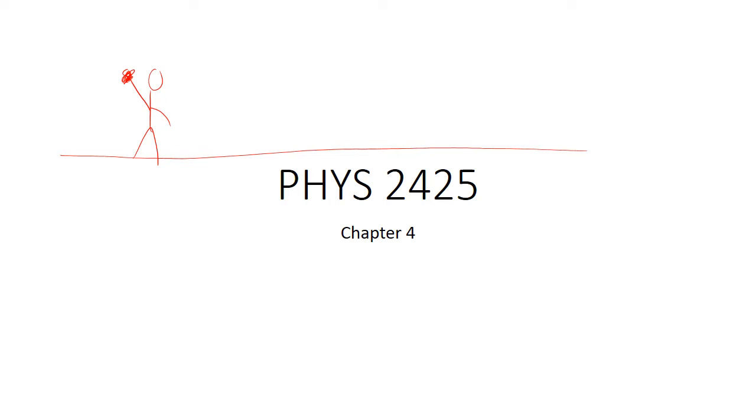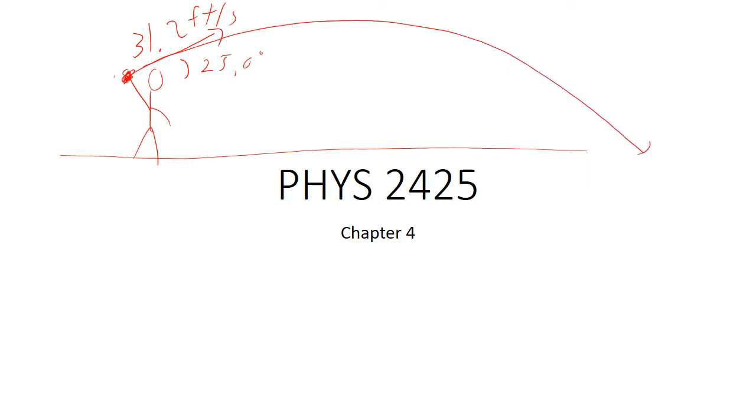He throws the ball, and the ball leaves his hand at 31.2 feet per second and leaves his hand at an angle of 25.0 degrees. And let's say that the receiver misses the ball, and so I want to know how far does this go? And so this is the question, how far X does it go?